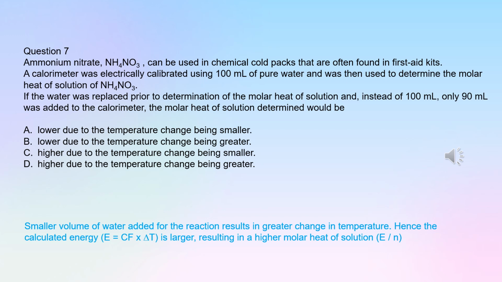Ammonium nitrate absorbs the same energy in both cases because the same mass is used. However, less mass of water in the calorimeter is used. So, the greater change in temperature and higher mole heat of the solution will be calculated. So, D is correct.